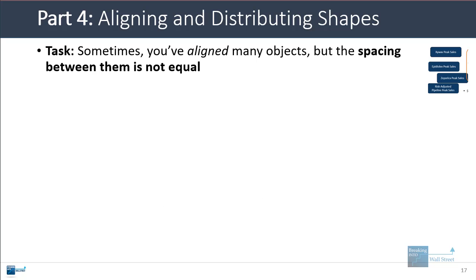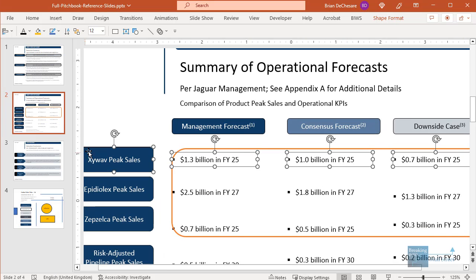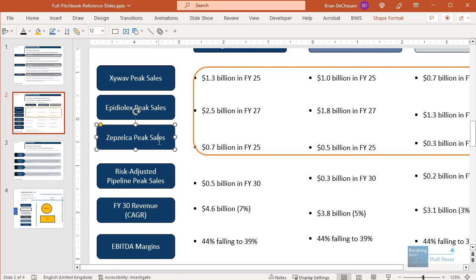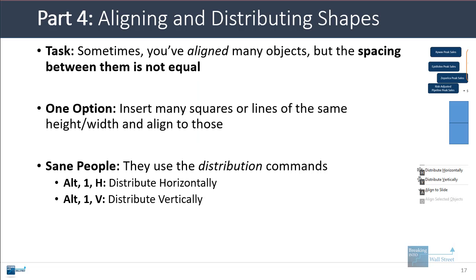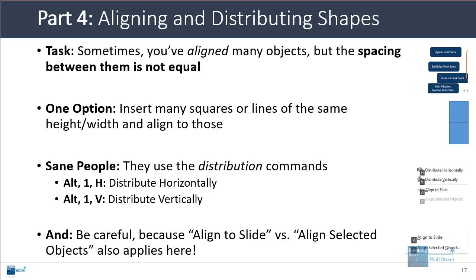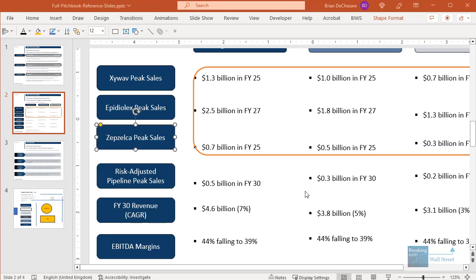In a lot of cases, you have aligned many objects, but the spacing between them is not equal. Now, you could go in and you could, for example, see that the spacing is not equal on the slide, and you could try to fix it manually by moving these shapes around like I'm doing right now. But the better way to do it is to actually use the distribution commands, Alt-1-H for distribute horizontally and Alt-1-V for distribute vertically. The align to slide versus align selected objects options also apply here, so you have to be careful, but let's go in and see how this works.